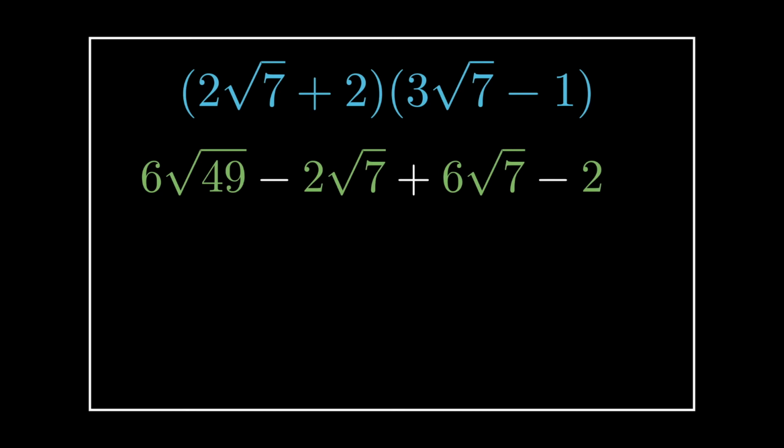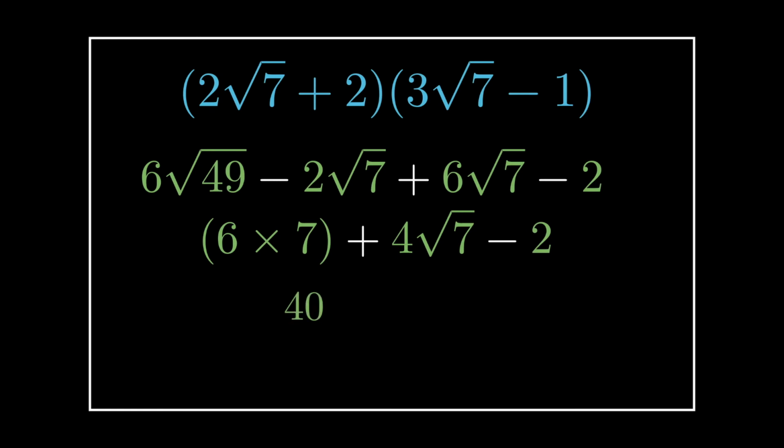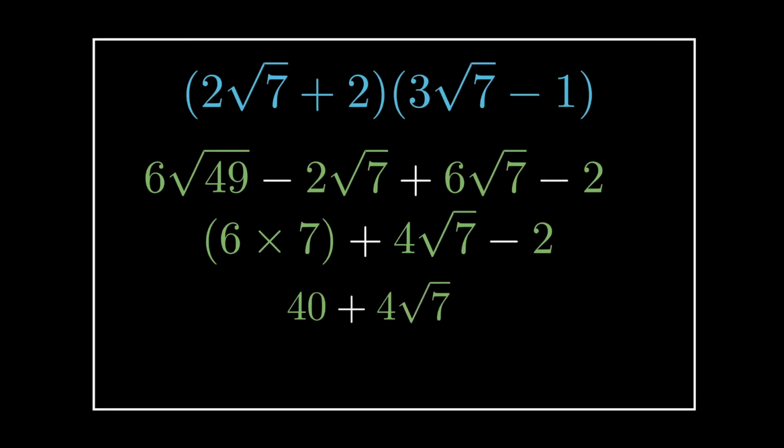So 6 root 49 on the left side is 6 times by 7. Minus 2 root 7 plus 6 root 7 is plus 4 root 7. And finally, the minus 2 stays. As 6 times by 7 is equal to 42, so 42 minus 2 gives us 40, and the plus 4 root 7 finally. So that's our last answer.